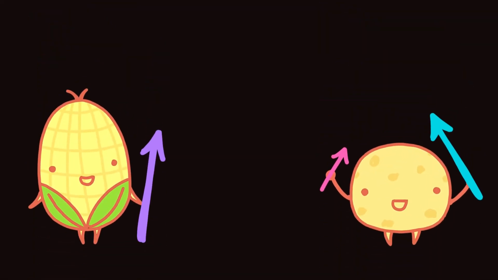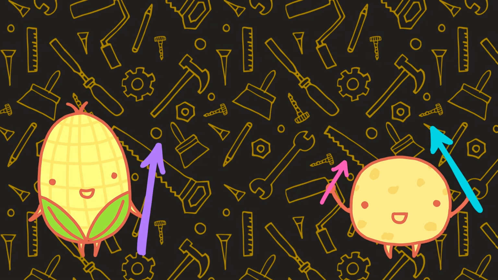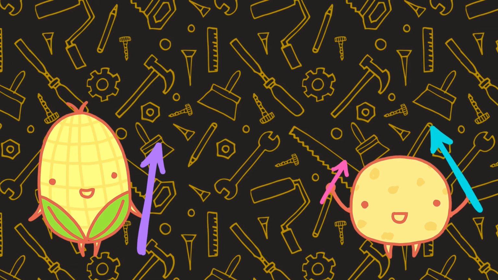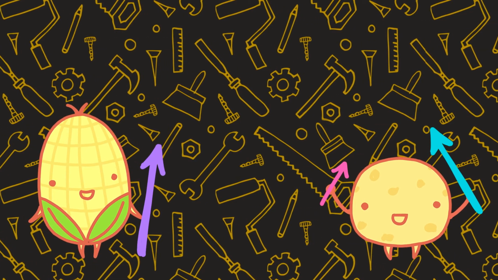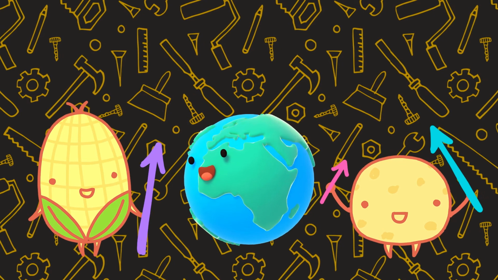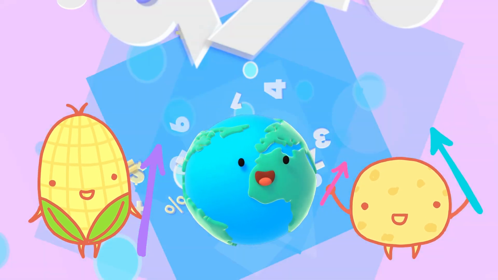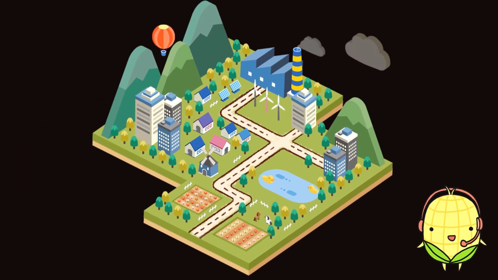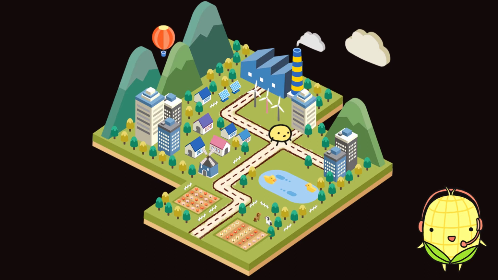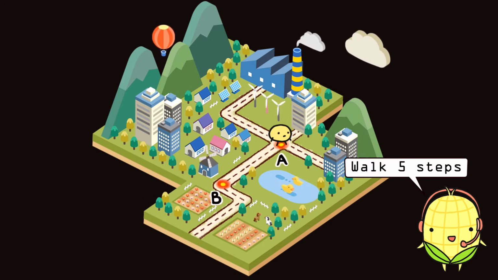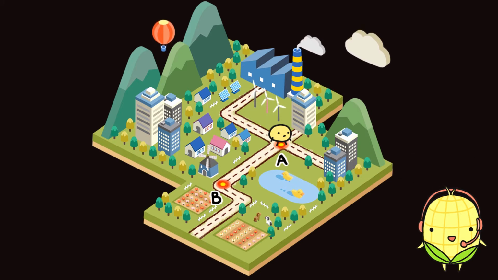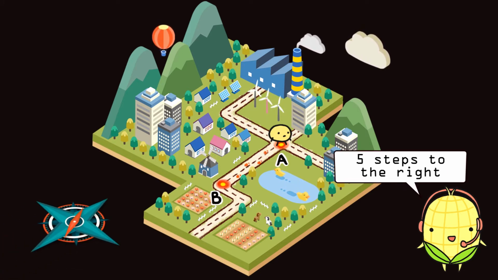Like numbers, vector is also a mathematical tool that helps us understand, describe, and work with certain quantities in the physical world around us more easily. Specifically, those quantities that can't be described solely by numbers. For example, if Corn wants to show Potato the way to get from A to B, he can't just tell Potato to walk 5 steps. He must also tell Potato the direction, such as 5 steps to the right.